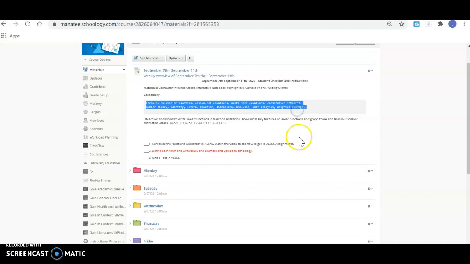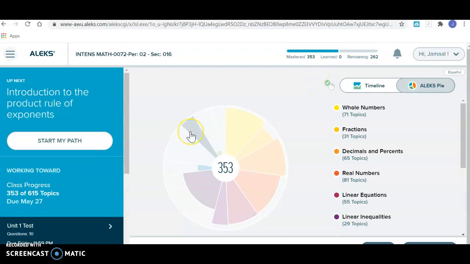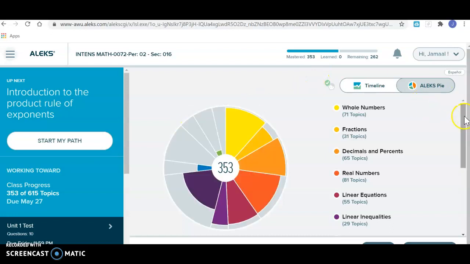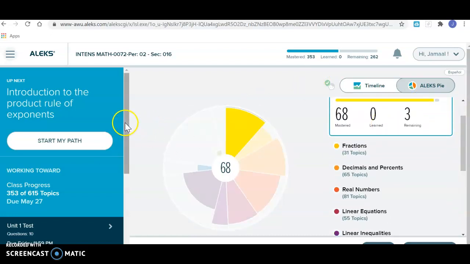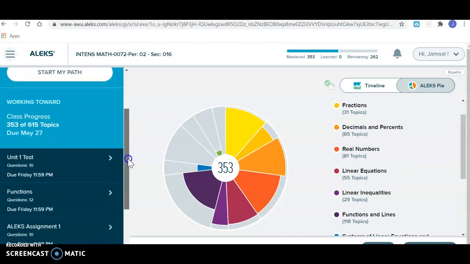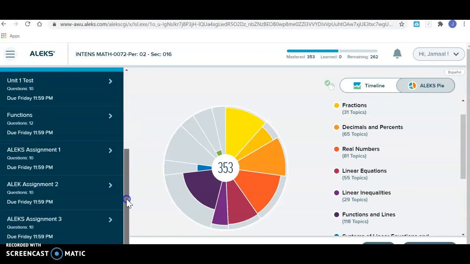Okay, make sure you turn that in. That's the only thing you're going to be turning in on Schoology this week, okay? Everything else is assigned in Alex. So let me pull up the Alex window. Okay, in order to see this, you have to have your knowledge check complete, okay? So here's what you have for this week.